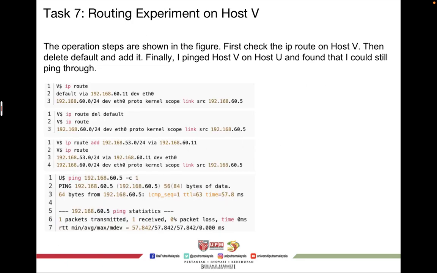And task 7 is the routing experiment on host V. The operation steps are shown in the figure. First, check the IP route on host V, then delete the default and edit. And finally, I ping host V from host U and found that I could still ping through. You can see here there is 0% packet loss.